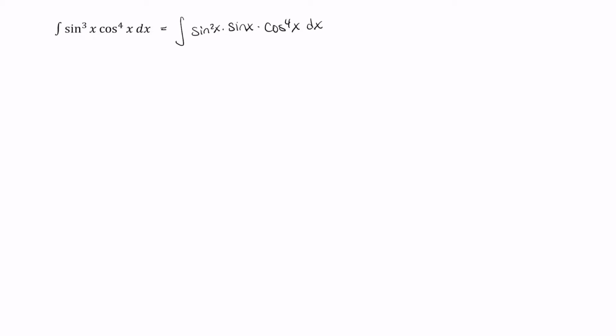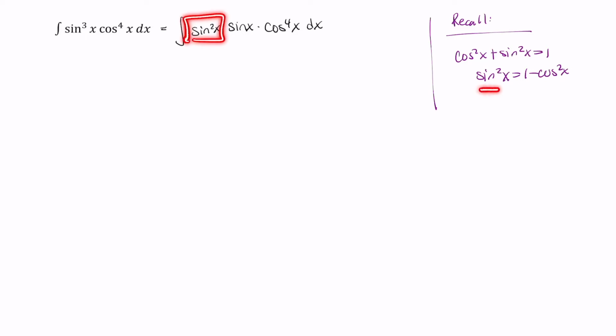Now let's use what we know from trigonometry. That is, let's use this fact: cosine squared x plus sine squared x equals 1. So sine squared x equals 1 minus cosine squared x. There is a sine squared x that I will replace here with 1 minus cosine squared x. Then I can make a substitution where I let w equal cosine.